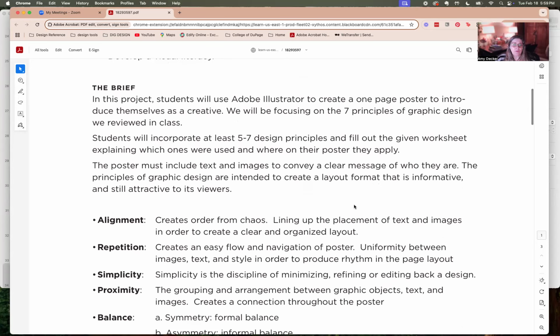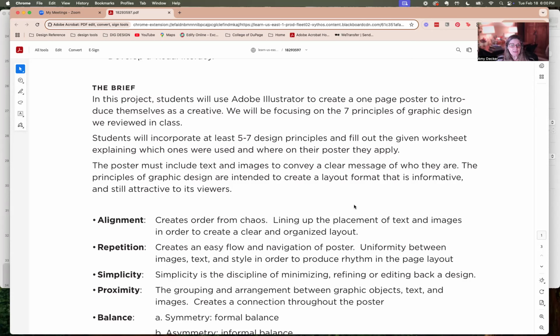So we will be working with Adobe Illustrator once again. This is going to be creating a 1-page poster to introduce yourself as a creative. We're going to be focusing on the 7 principles of graphic design we reviewed in class. You will be incorporating at least 5 to 7 design principles, and you're going to fill out a given worksheet explaining which ones were used and where in the poster they apply. So not only are you going to have to use 5 to 7 of these principles in your design, you need to be able to tell us about it and how you're using them.